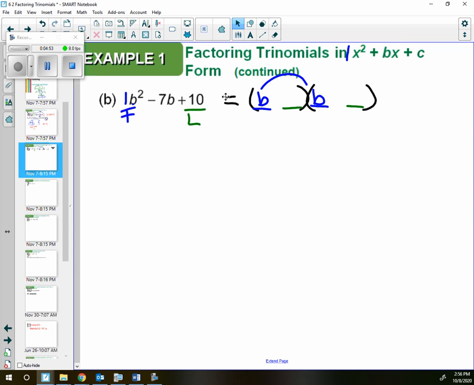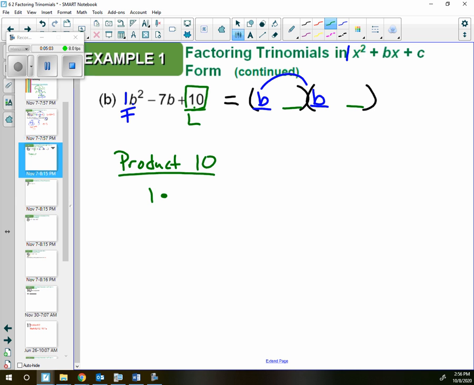All right, now the next part is looking at this last term. How do I multiply to get a 10? Things whose product is 10. Let's think of everything that multiplies to 10. Well, 1 times 10 is always 1 times the number, and then 2 times 5. Those are your only options. So if this is going to work, that's what we have to have.